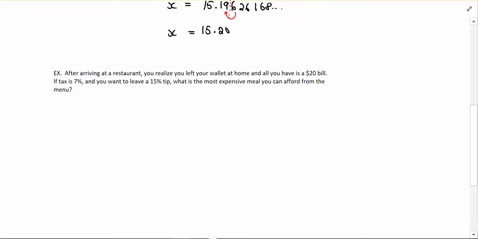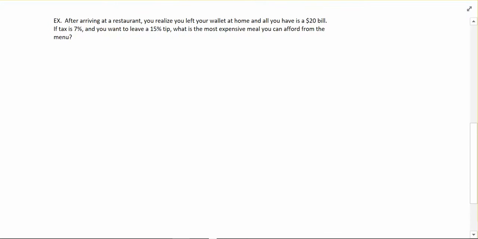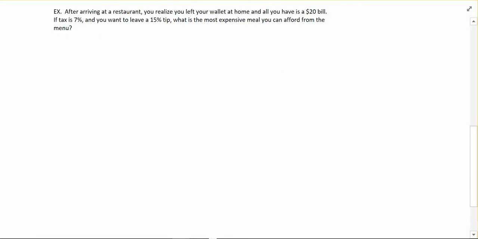But here's a different sort of more reasonable situation. Perhaps you might have even been in this situation. So it says after arriving at a restaurant, you realize you left your wallet at home and all you have is a $20 bill. If tax is 7% and you want to leave a 15% tip, what is the most expensive meal you can afford from the menu?